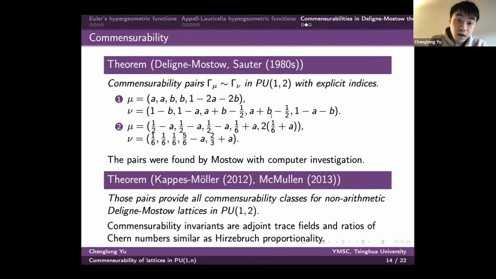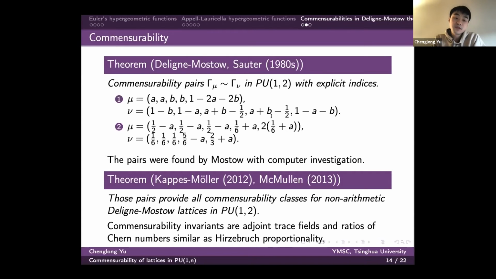So are these all the commensurability pairs, or are these just the positive results? We also need some invariants to distinguish different commensurability classes. This was done much later, in 2012 and 2013, by Kappes-Möller and McMullen. They proved that those pairs given by Deligne-Mostow and Sauter are all the commensurability classes for non-arithmetic Deligne-Mostow lattices in PU(1,2). So these are all the results for commensurability relations for Deligne-Mostow lattices in dimension 2.